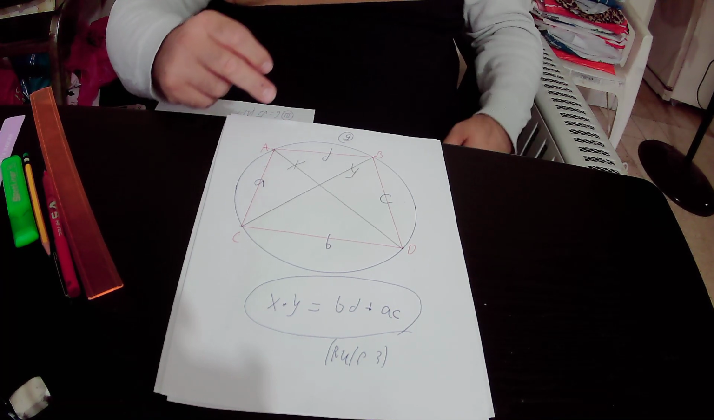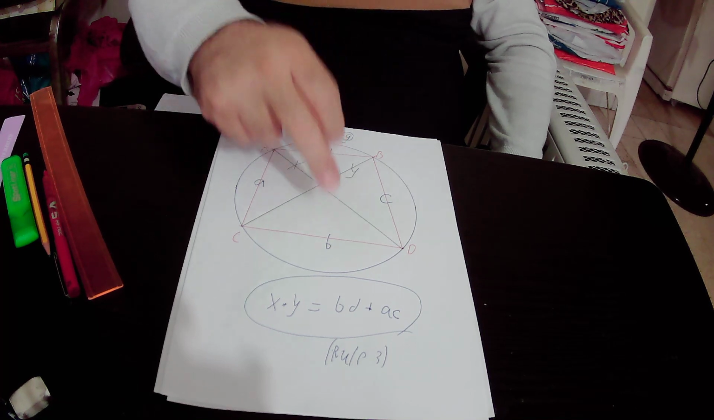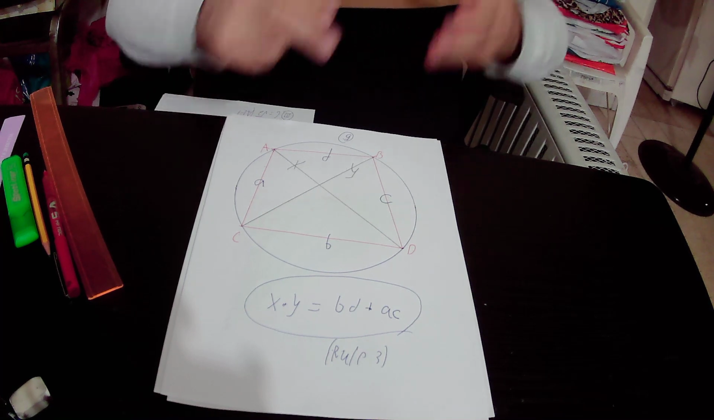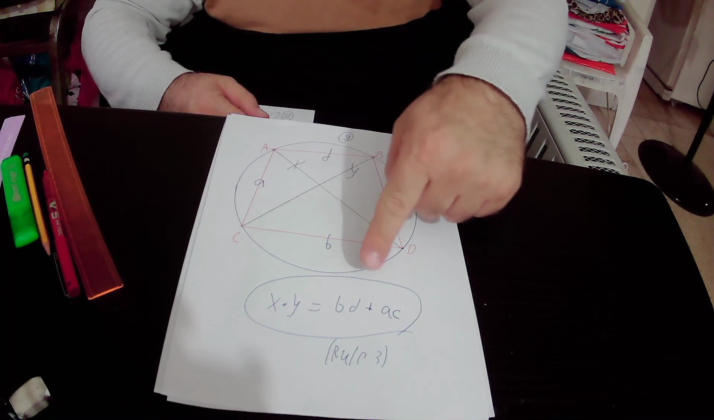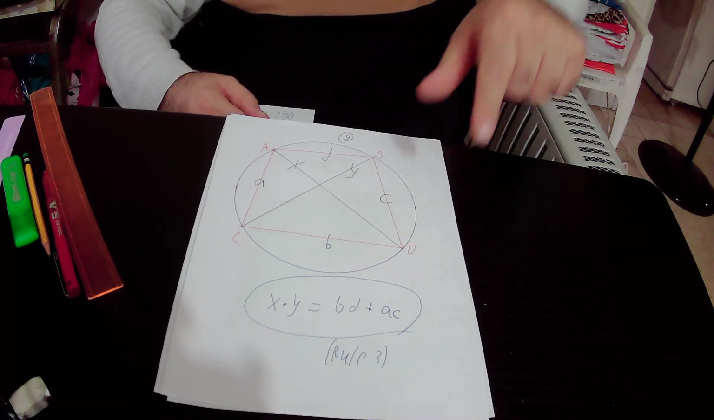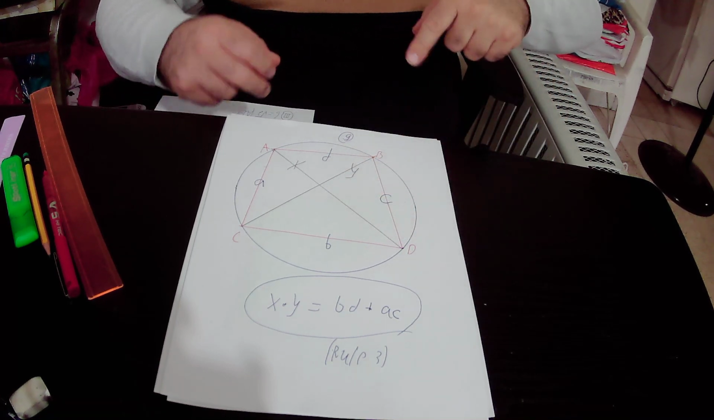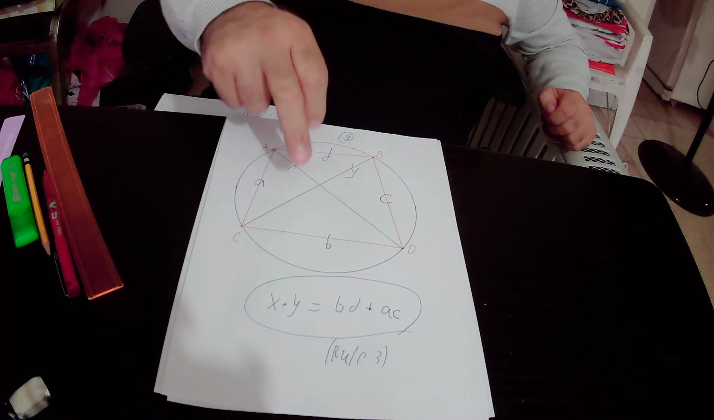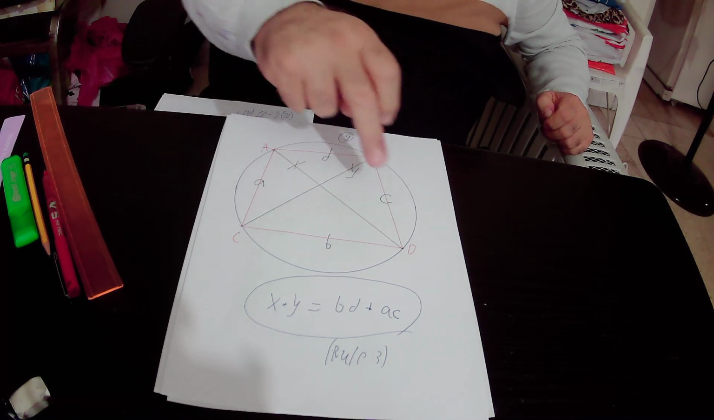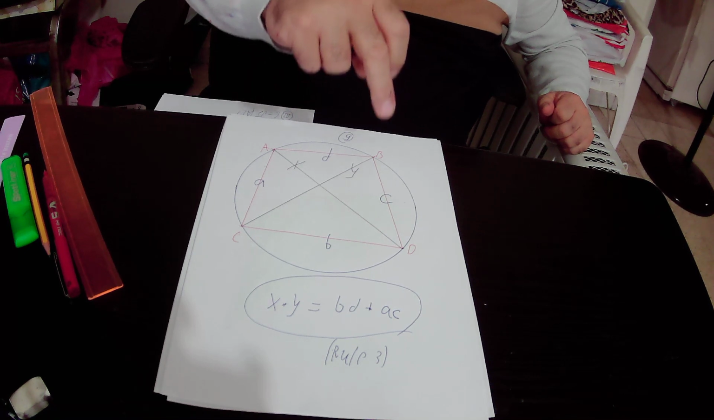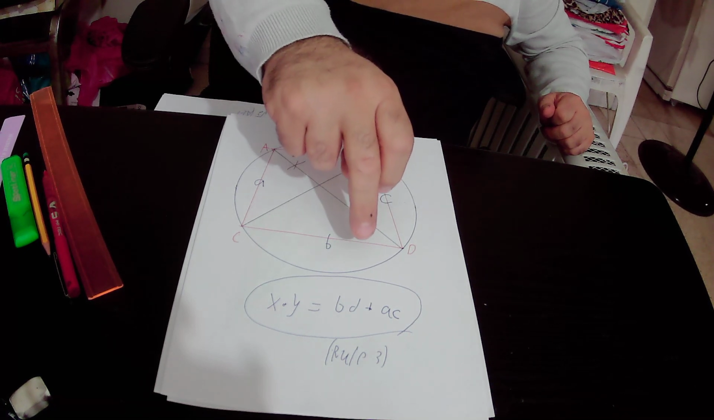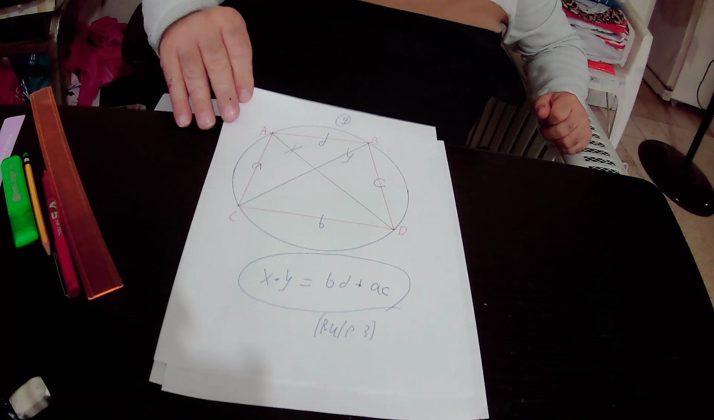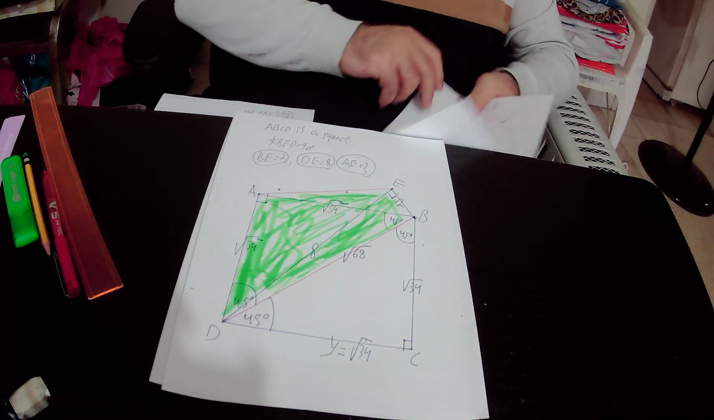The first product of its opposite sides is b times d, the second product of its opposite sides is a times c, and the sum of the products of its opposite sides is b times d plus a times c. And that sum equals the product of its diagonals, x times y. So x times y, the product of its diagonals, equals the sum of the products of its opposite sides, bd plus ac. And we actually also implemented rule number 3 in our drawing.